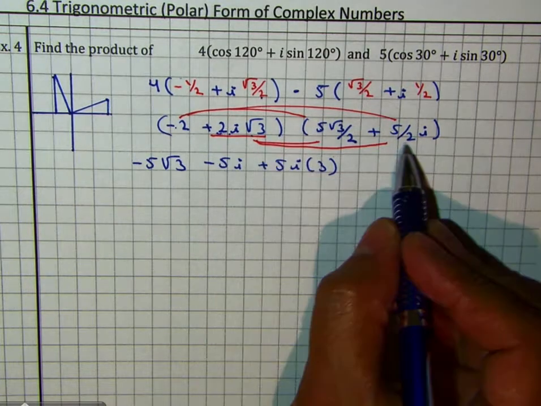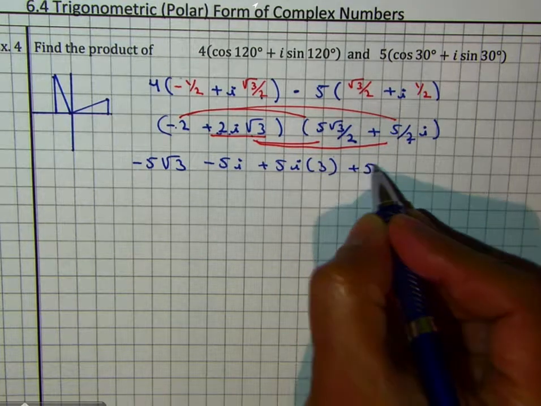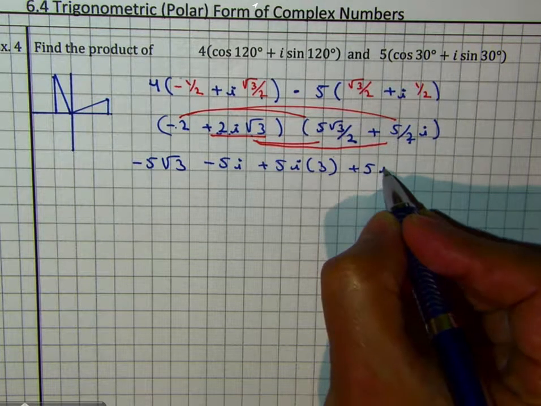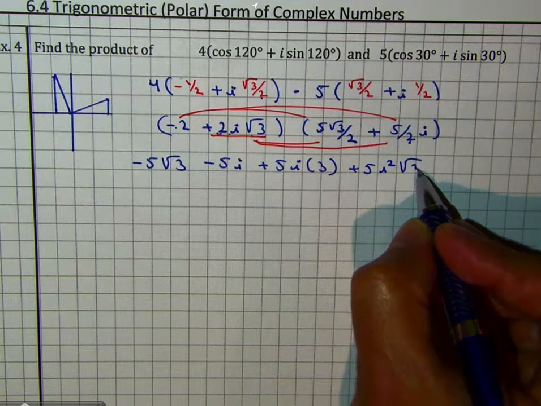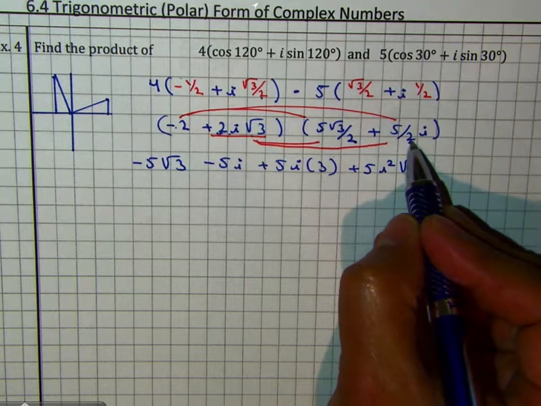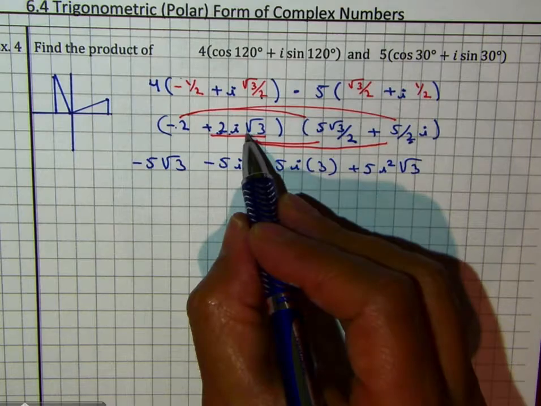I'm going to multiply this out. My 2's cancel out. So I have 5. I have i times i will be i squared. And I just have a square root of 3. Let me double check that part. So the 2's cancel out, 5, i times i is i squared, and then I have a square root of 3.